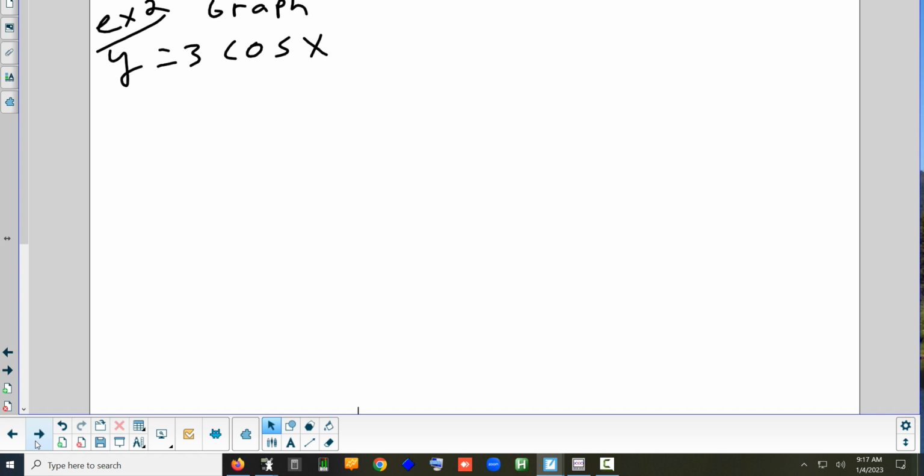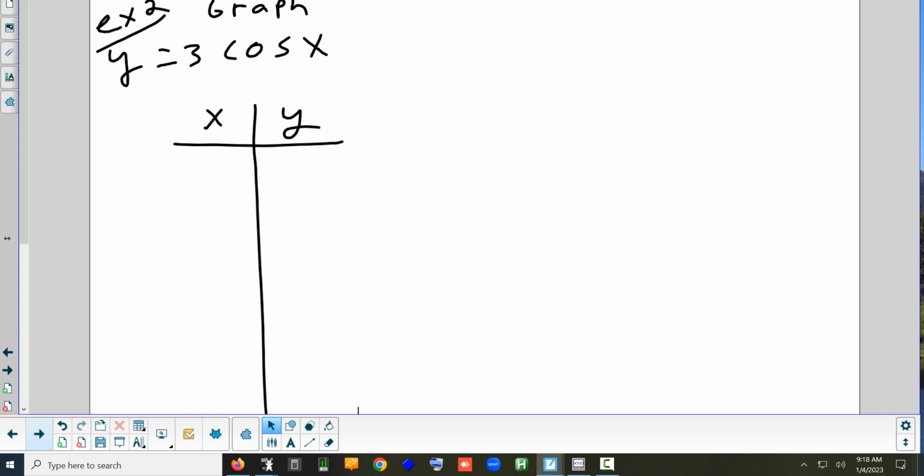Okay, so let's graph 3 cosine x. We've studied horizontal shifts, vertical shifts, and vertical stretches, or amplitude changes. Can anybody tell me, out of the 3 we've studied, which one is this one? Yep. Yes, we know it's an amplitude change because of 2 things. 1, it's multiplication. 2, it's in front.